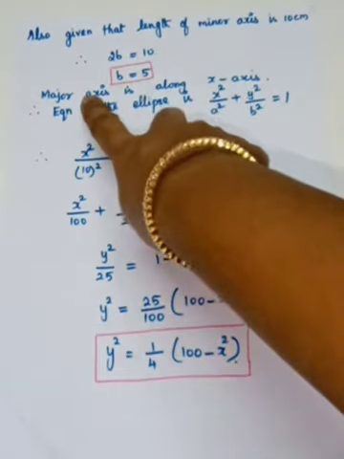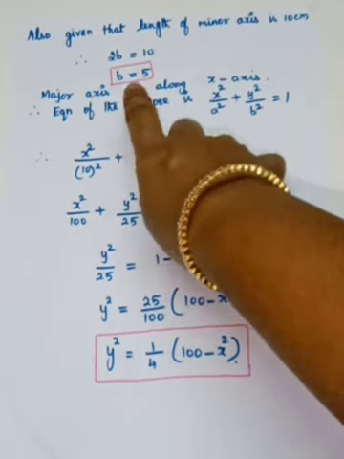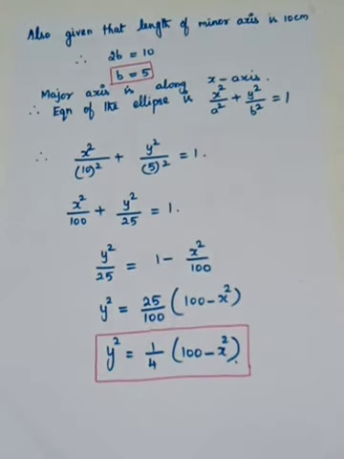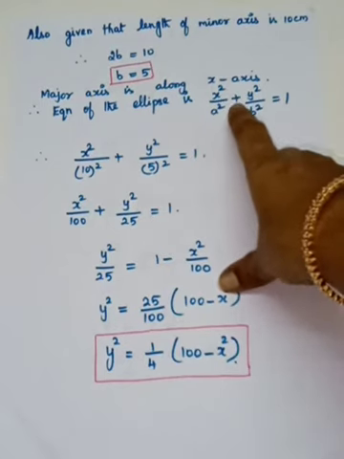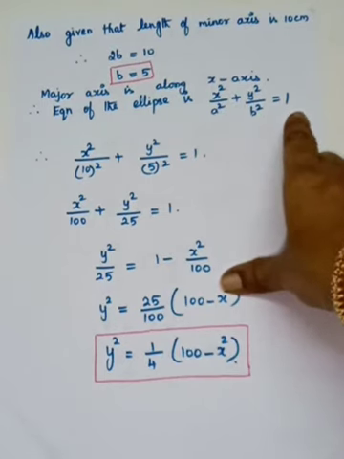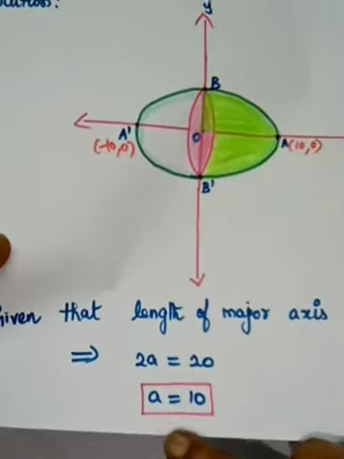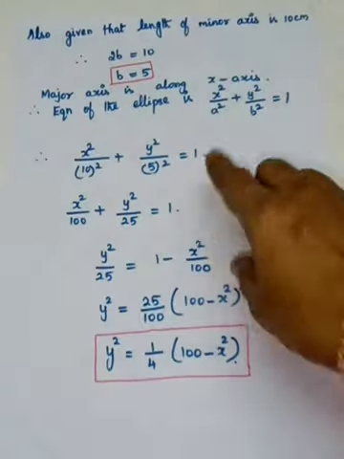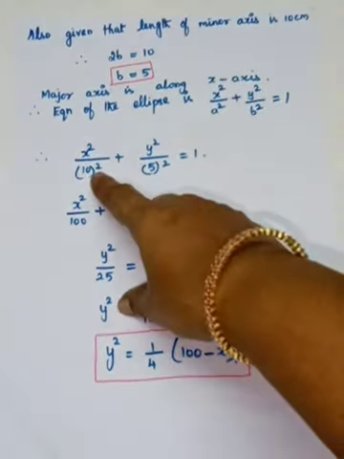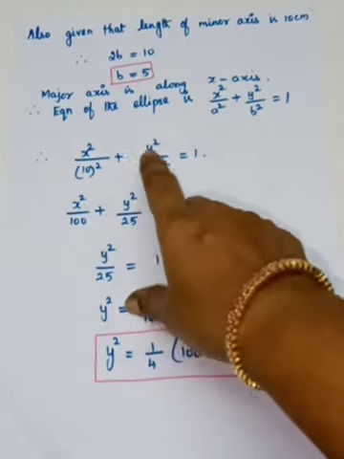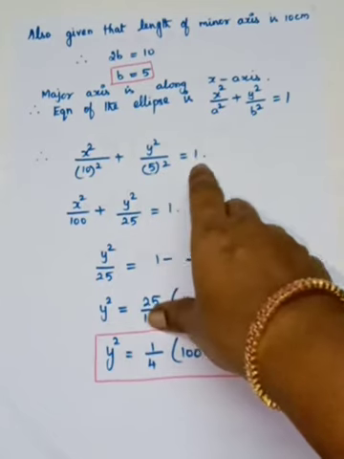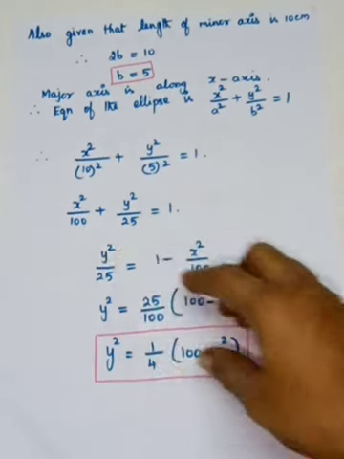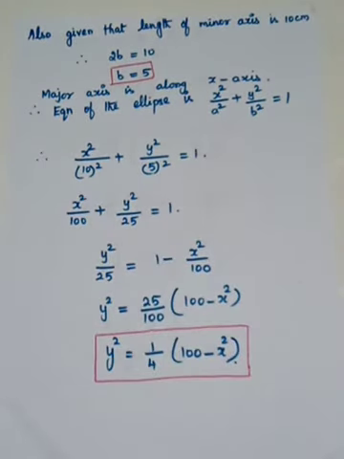So what have we considered? Your major axis lies along the x-axis. Therefore the equation of the ellipse is x squared by a squared plus y squared by b squared is equal to 1. What is your a? a is equal to 10, so in the place of a you have to substitute 10. In the place of b you substitute 5 squared. So x squared by 100 plus y squared by 25 is equal to 1.